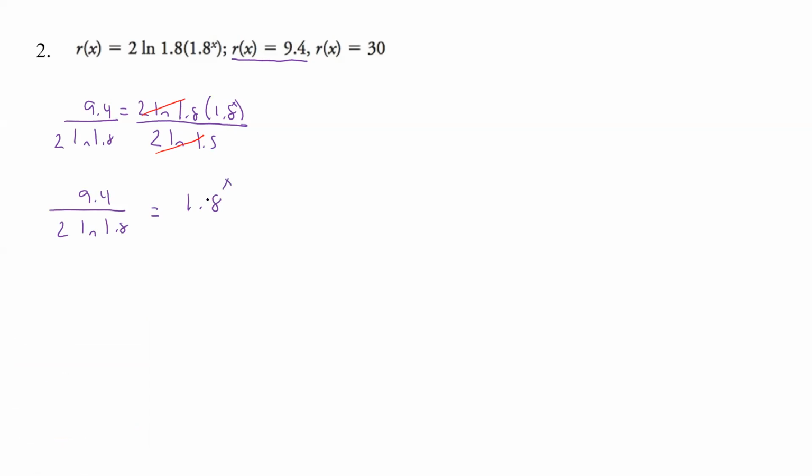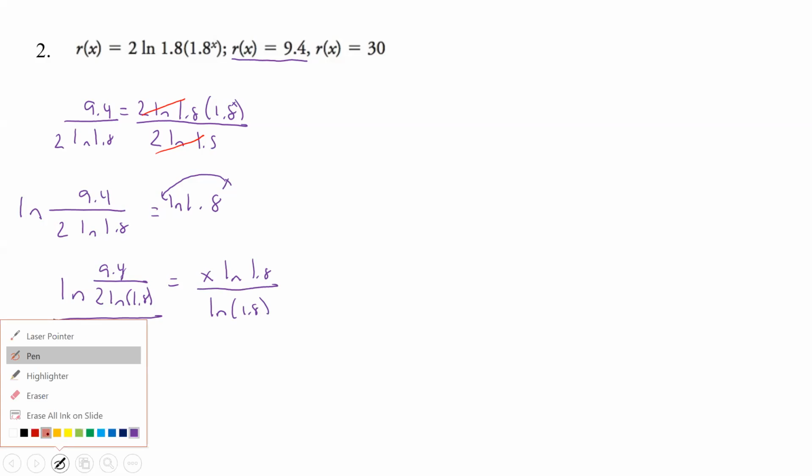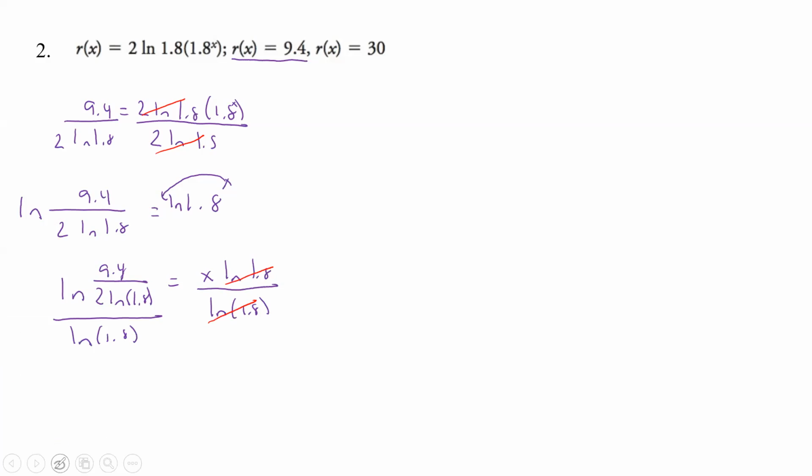Now, what do we remember about our algebra to get rid of that? Well, if we take the ln of this, the exponent can come down front. But if we take the ln of that, we also have to take the ln of this. And so then we have ln of 9.4 over 2 ln of 1.8, we'll put it in parentheses, equals x times ln of 1.8. Okay, now we've got x, but we have this other thing over here, so let's divide all that by ln of 1.8. So again, all of that's going to cancel.